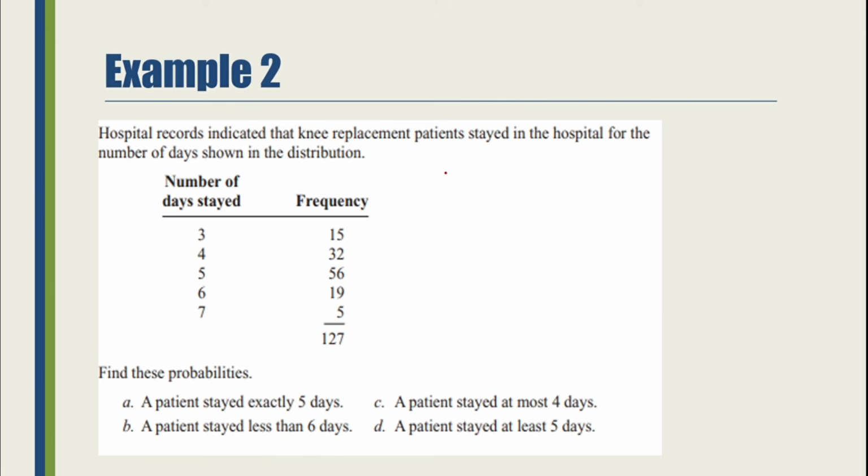So let's have A. The probability of exactly 5. Since that is the frequency over the sample space, for exactly 5 the probability is 56, that is the frequency, over 127. That's the answer: 56 over 127.